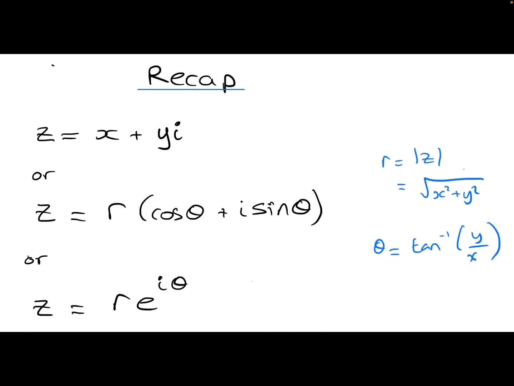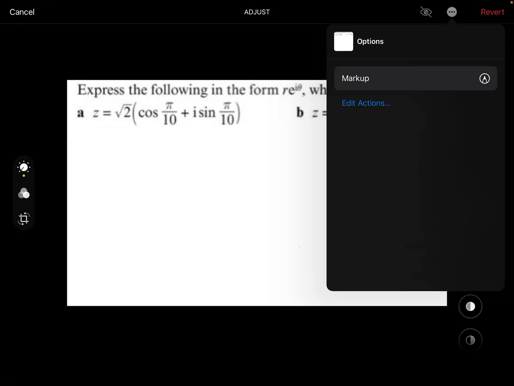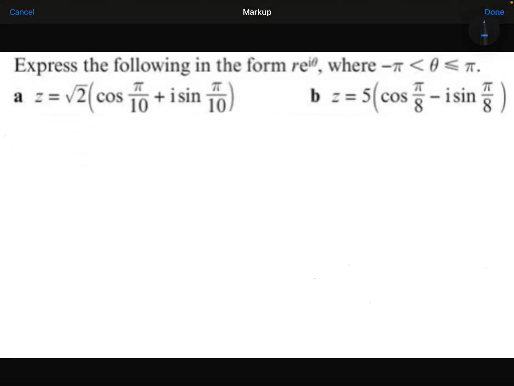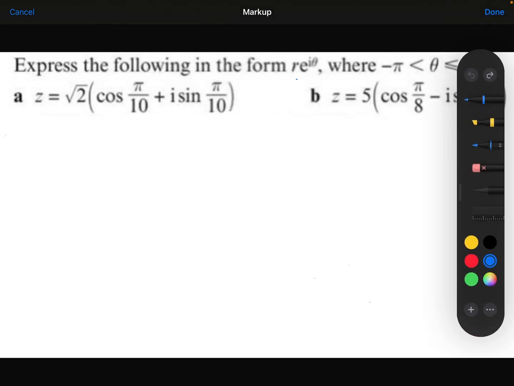So, just to summarise so far then, we've got 3 different ways of writing complex numbers. The rest of this video is about being able to go between each of these and writing numbers in different forms. So, we've got 2 questions here. In each case, we're asked to rewrite, instead of being in modulus argument form, we want to write it in the exponential form. So I want to be able to write it in this form.